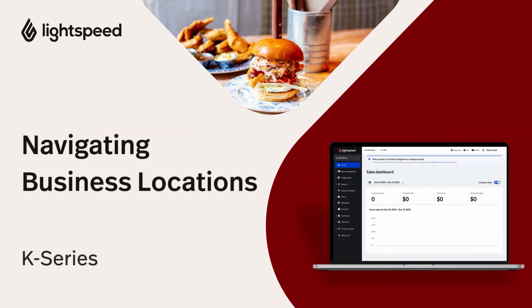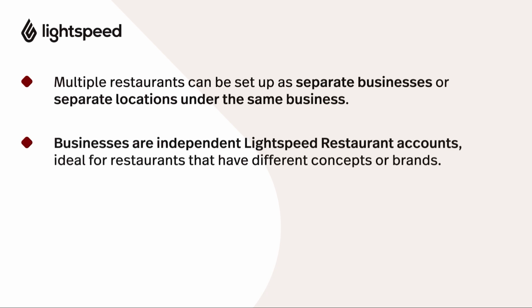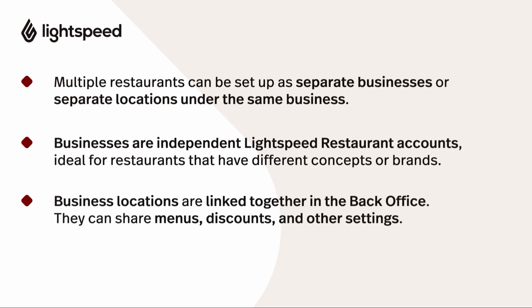I'm Vinny, and I'll show you how to navigate multiple business locations in the back office. When you have multiple restaurants, they can be set up as separate businesses or separate locations under the same business. Businesses are independent Lightspeed restaurant accounts, ideal for restaurants that have different concepts or brands. But business locations are linked together in the back office, which means they can share menus, discounts, and other settings. This is really helpful when you're managing a chain of restaurants.